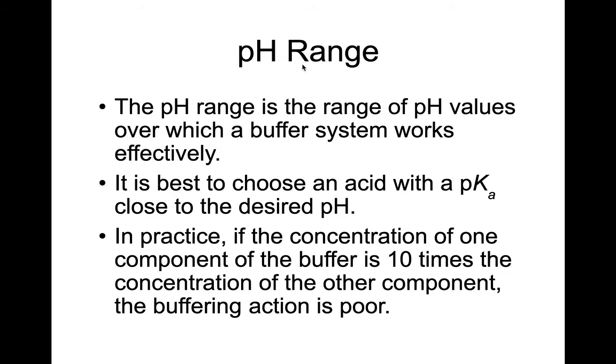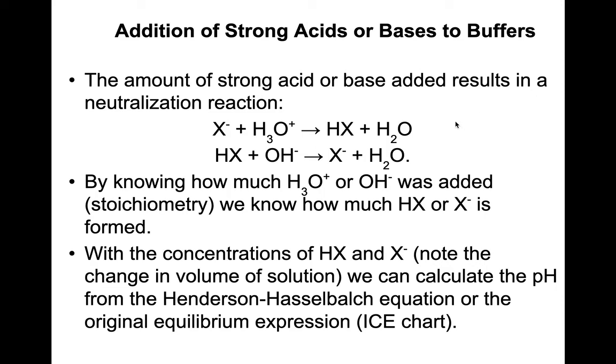The second term is the pH range, which is also pretty much what it sounds like. It's the range of pH values over which the buffer system is effective. And so it's best to choose an acid with a pKa that's close to the desired pH that we want our buffer solution to work at. Now in practice, just a general rule of thumb, if the concentration of one of the components of the buffer gets to be 10 times the concentration of the other component, the buffer pretty much stops working. It's not really effective past that point. Again, just some general thoughts.